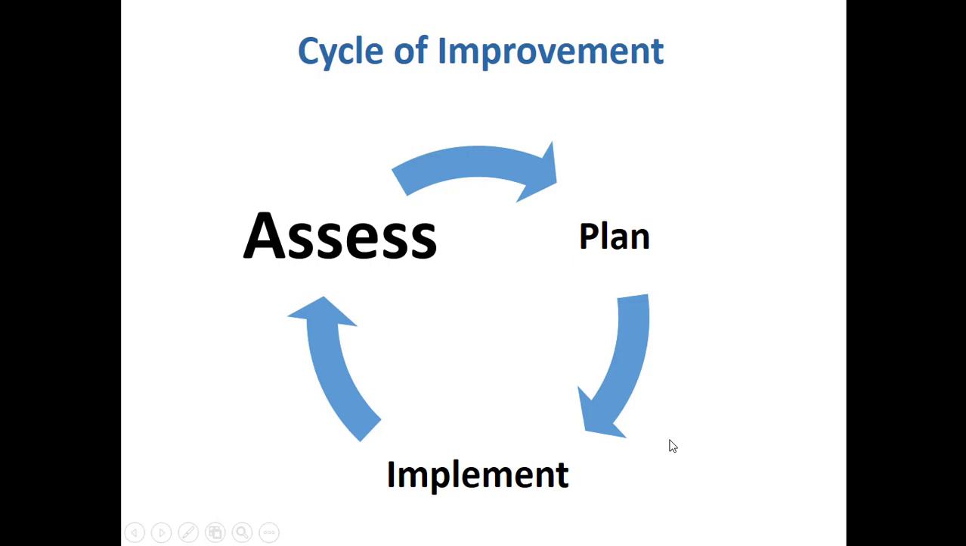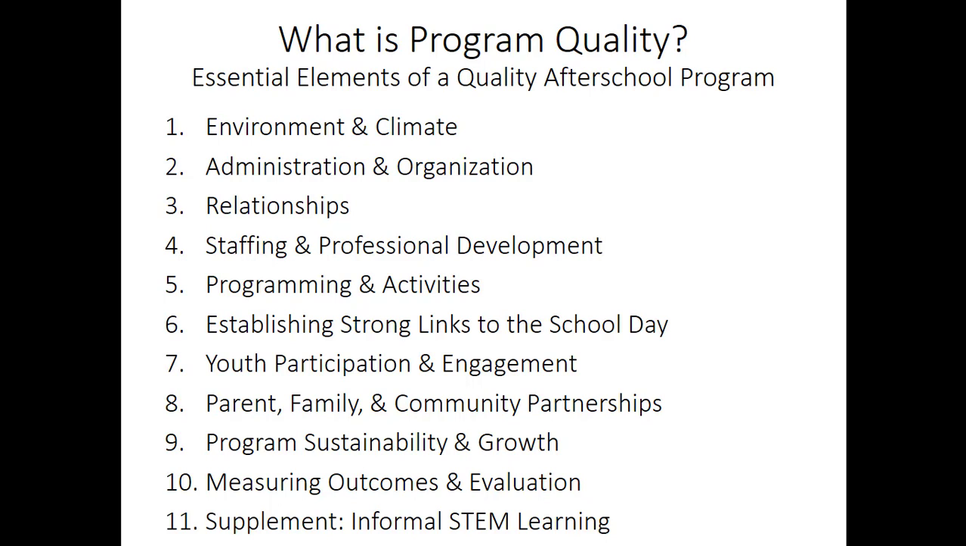The cycle of improvement is essentially, at its simplest, 3 steps. You assess your program, you make a plan for improvement, and then you implement your plan. For purposes of this video, we're going to focus on the assessment and then touch on the planning. The Quality Self-Assessment tool addresses 11 different indicators of program quality. So you can see that this is a very comprehensive list.